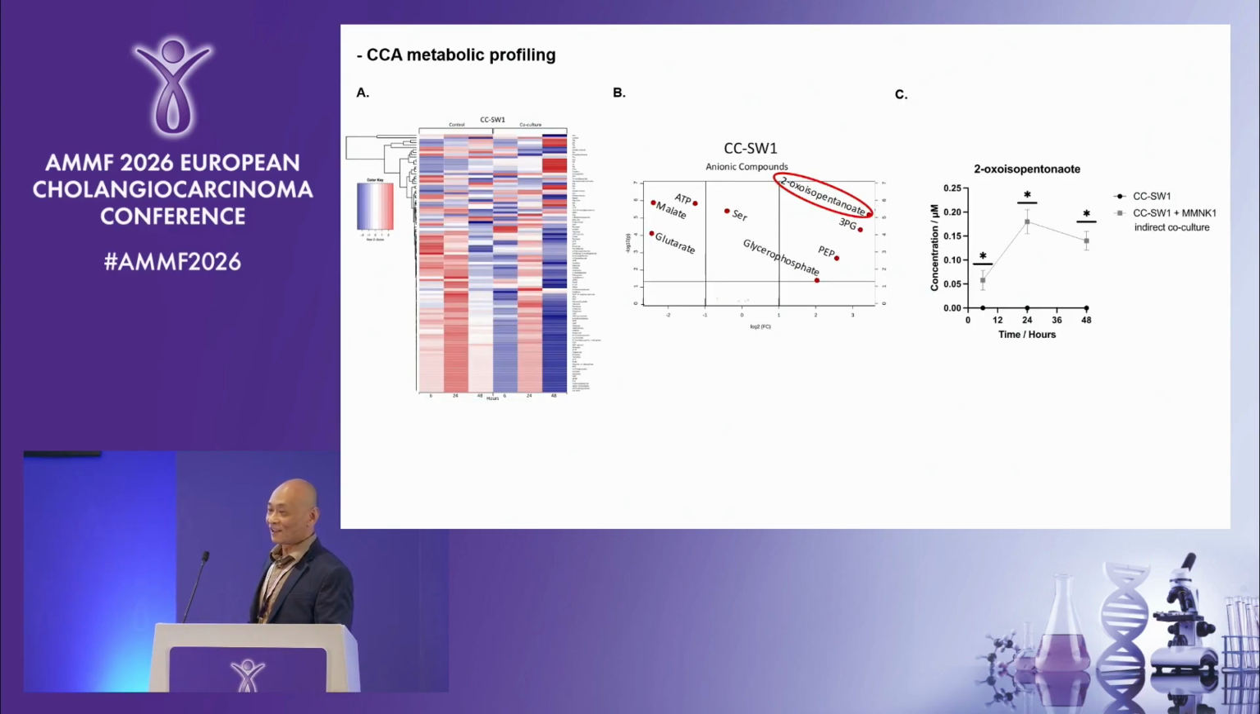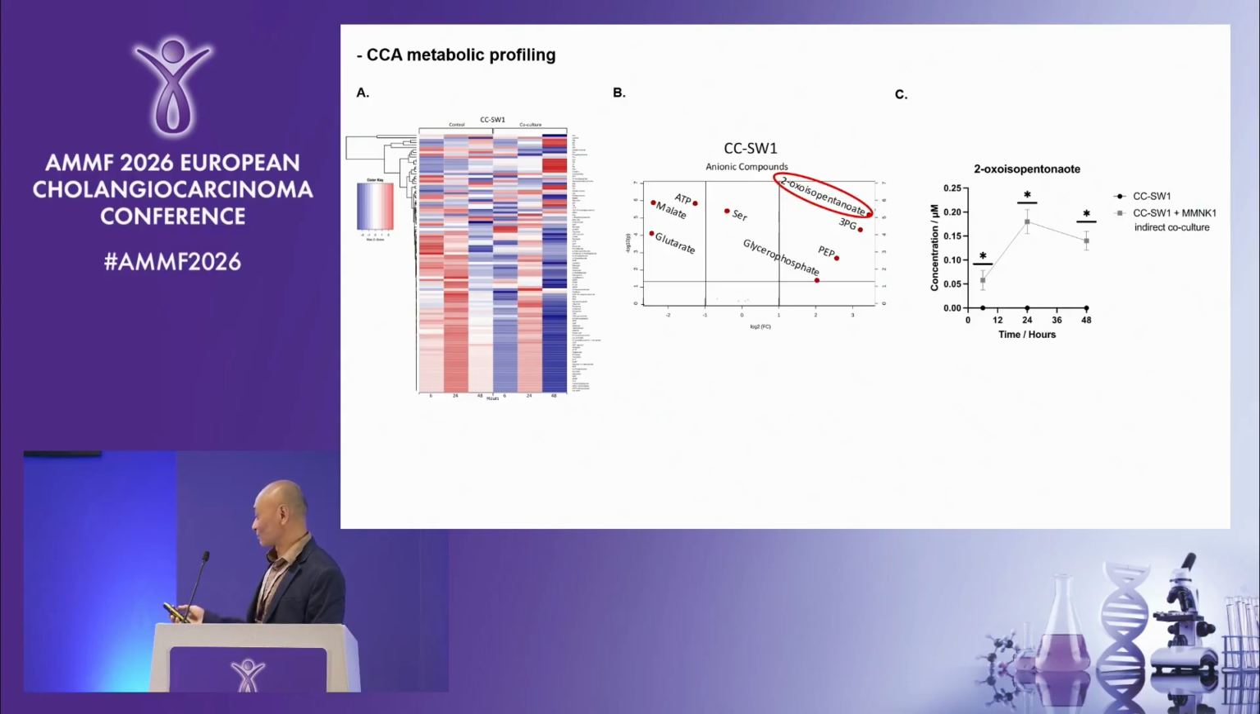Now, the metabolic profiling of the cholangiocarcinoma is very different, as mentioned. In the whole profile, you can see a lot of them are red and a lot are blue. This just gives you an idea that the signature of the co-culture is completely different from the monocultures.